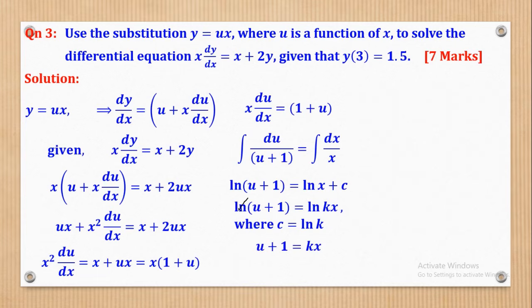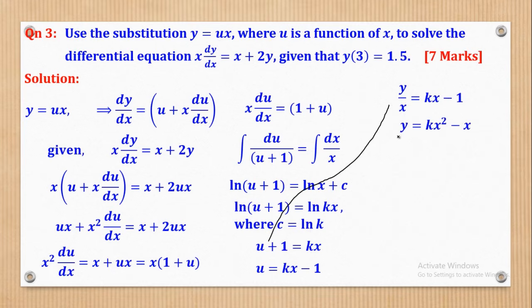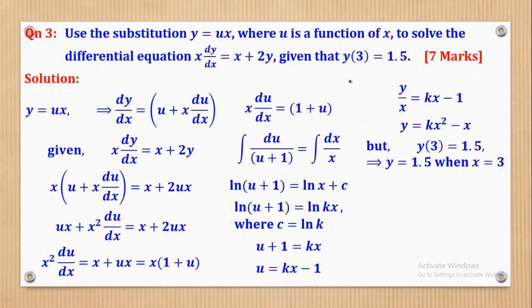So now I can cancel this ln to come up with u plus 1 equal to kx. u will be equal to kx minus 1. But I already know that u is equal to y over x, so I'll substitute for u to come up with that, then cross multiply to come up with this as the expression of y.